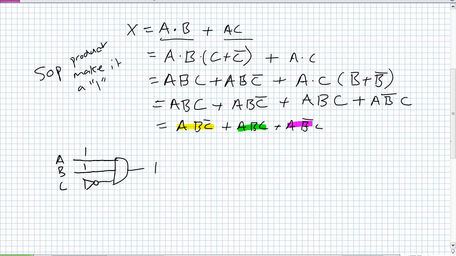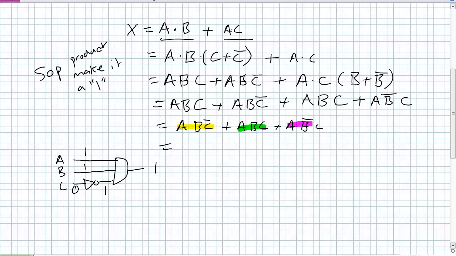What am I looking for? I'm looking for that right there. How do I make that output a 1? Well, if there's an inverter in the way, make C a 0. So the input to the AND gate is a 1. And what's the output of an AND gate when all its inputs are 1? It's a 1. So that's called the binary equivalent of each individual product term.